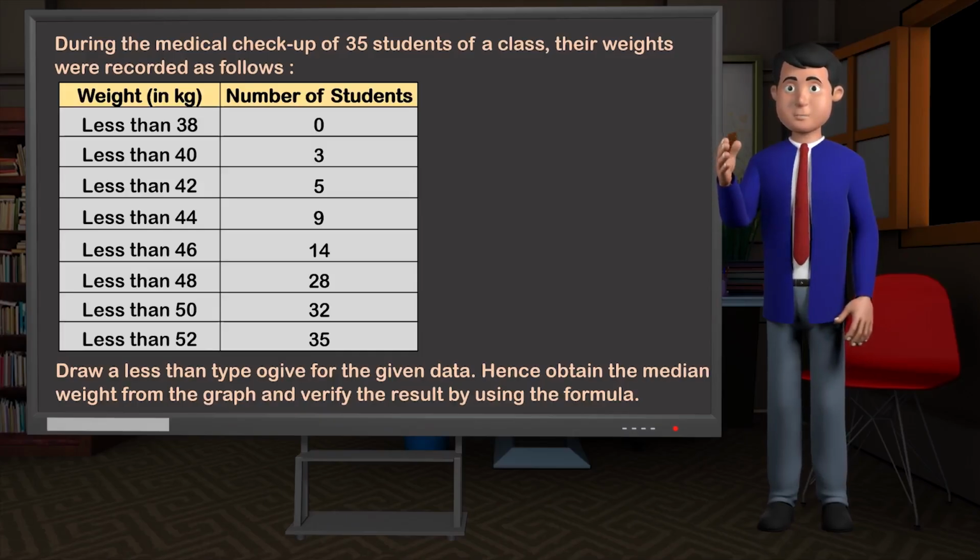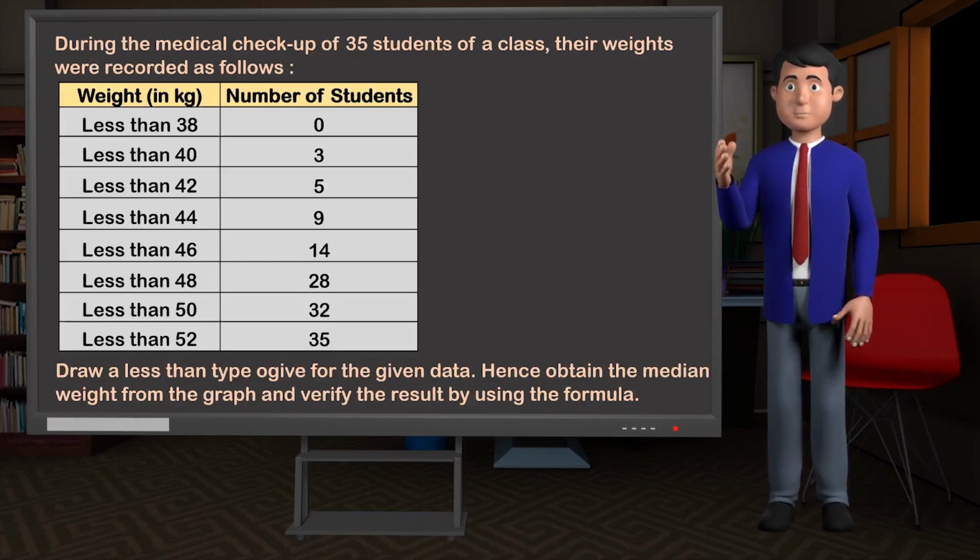Weight is less than 42, number of students is 5. Weight is less than 44, number of students is 9. Weight is less than 46, number of students is 14. Weight is less than 48, number of students is 28. Weight is less than 50, number of students is 32.